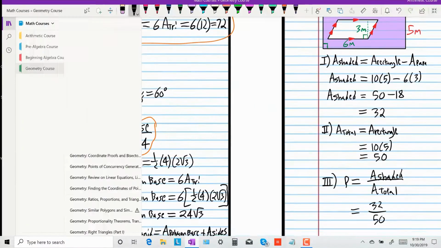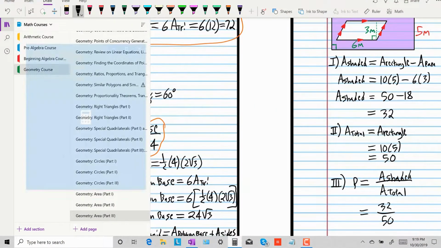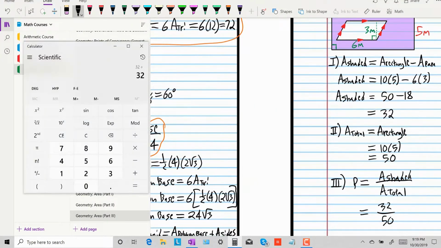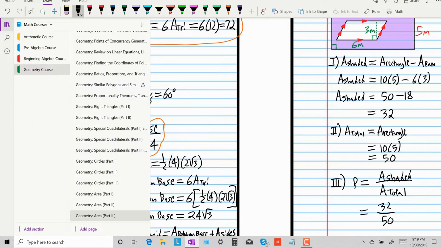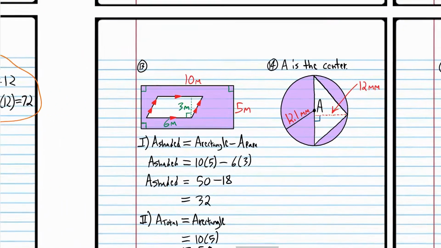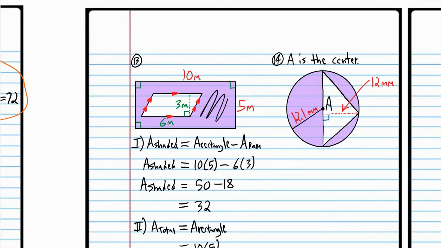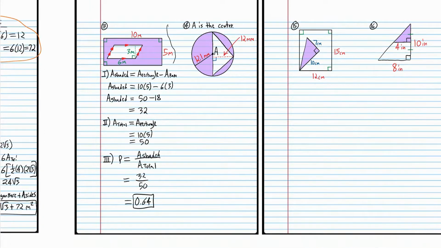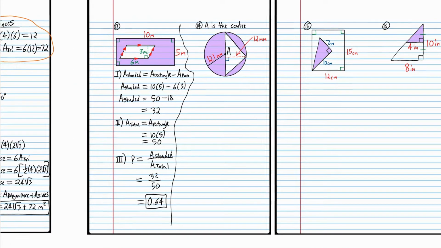So then we can just go to the calculator. 32 divided by 50 equals 0.64. So we don't have to worry about rounding because it's exactly 0.64. And if you were to change that to a percent, it would be 64%. So it's a little bit greater than a 50% chance that the point chosen at random is going to be in that purple part, which makes sense because the purple part is bigger than the parallelogram part.